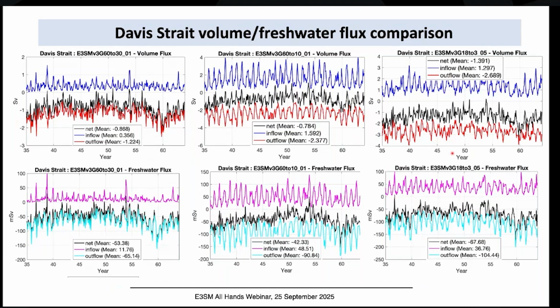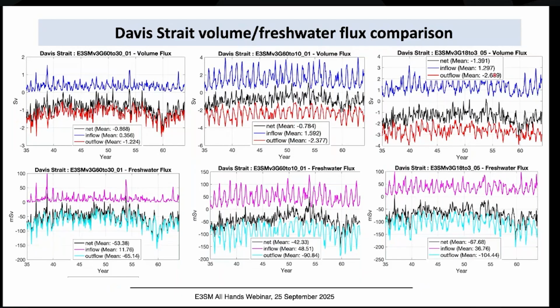I think we have kind of unexpected results that the lower resolutions have a lower export of volume and freshwater from the Arctic into the North Atlantic. The upper row is the volume time series from 3 configurations, and the lower results are the freshwater fluxes.